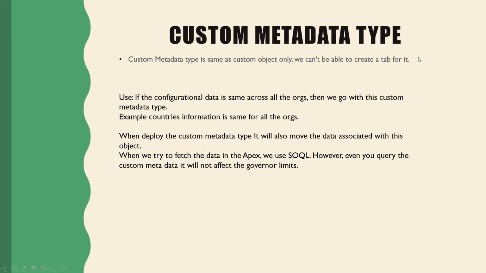Any questions? I'm trying to edit a custom setting, and by default it gives me the setting type as hierarchy. How could we get the setting type as other, like list?